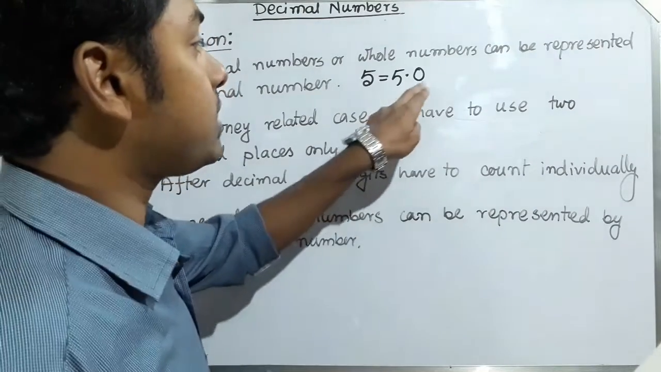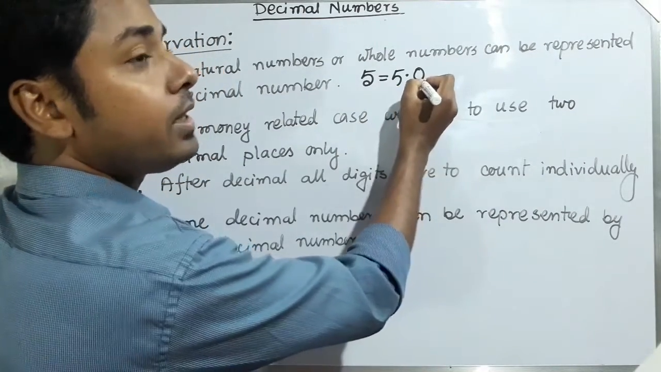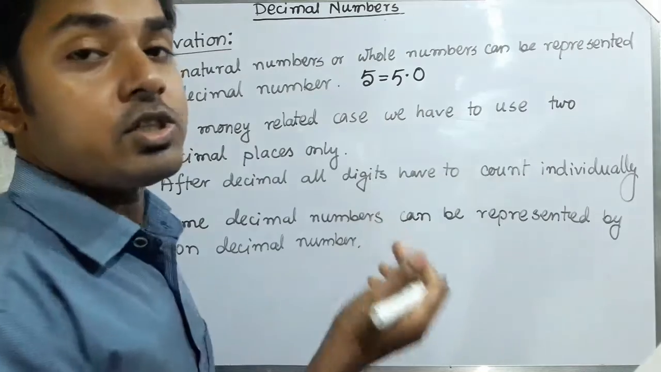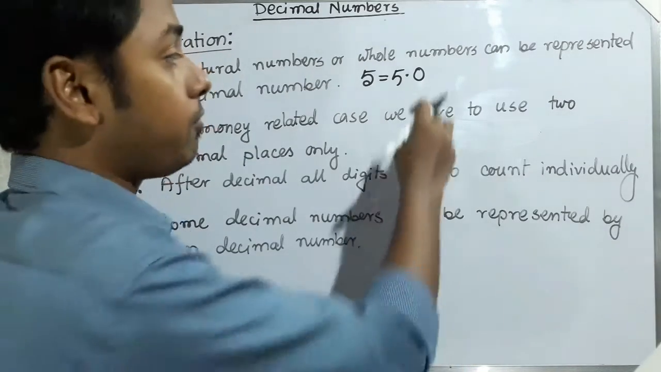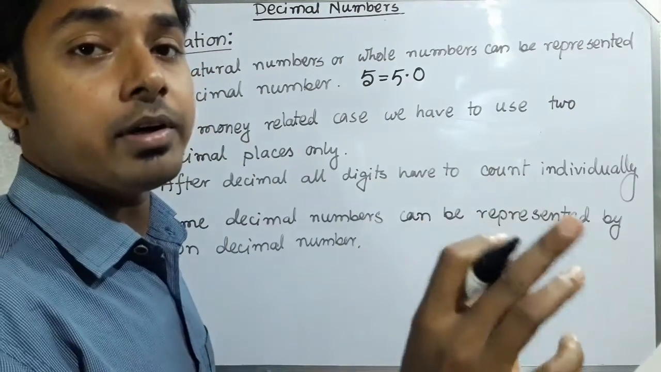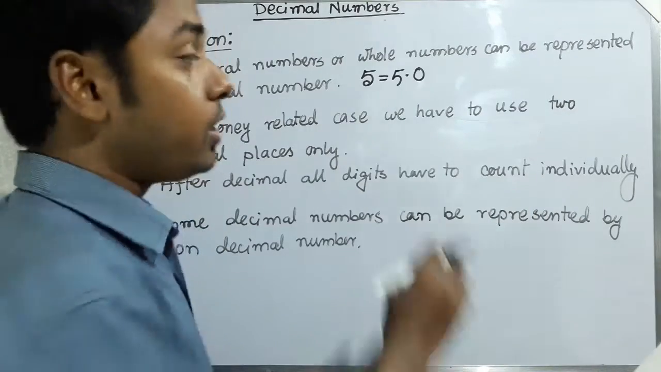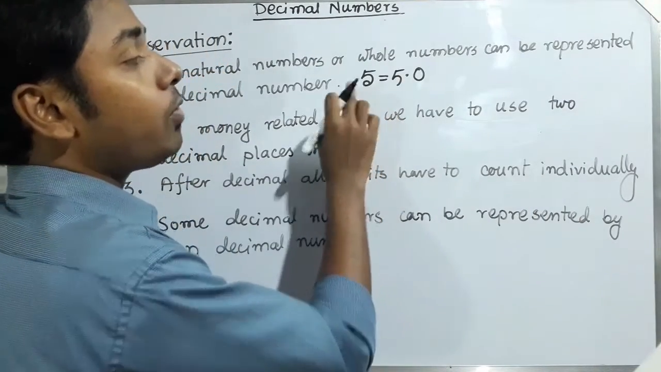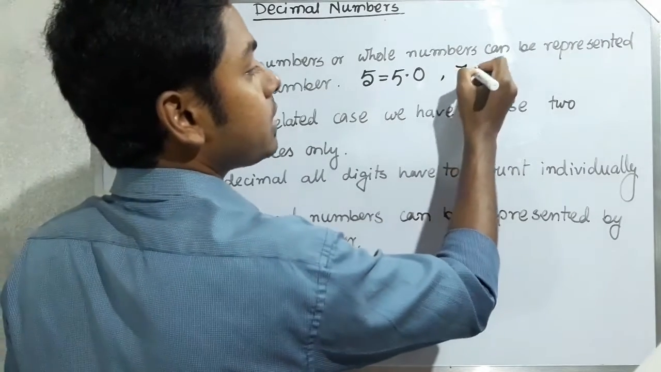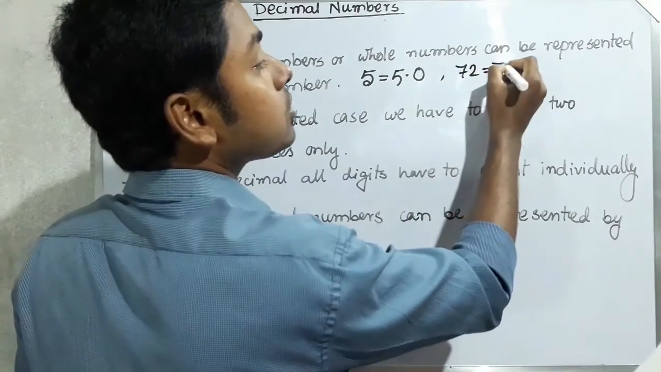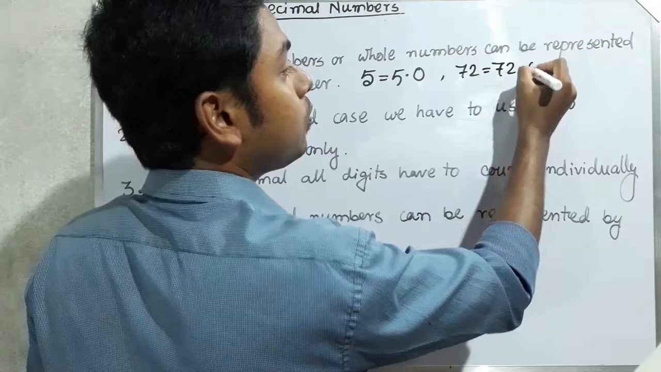Now 5.0 is a decimal number, and only 5 is a natural number or a whole number. But 5.0 is not a natural number or a whole number, it's a decimal number. Okay, I have given only one example. Suppose 72, then 72 we can also write as 72.0.